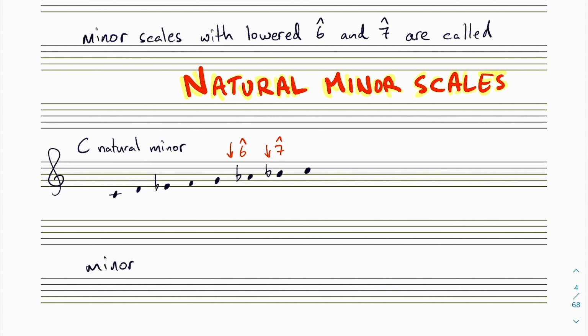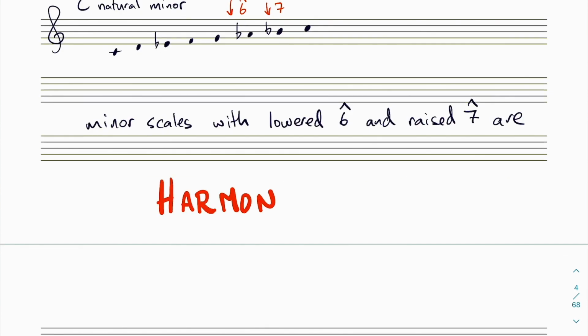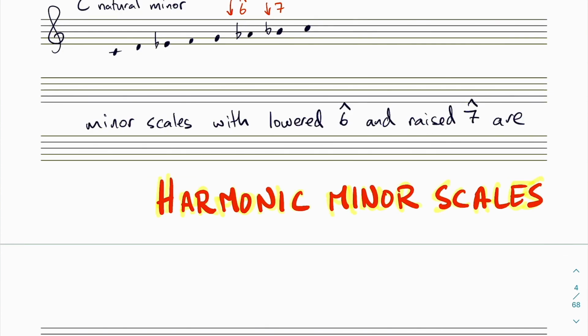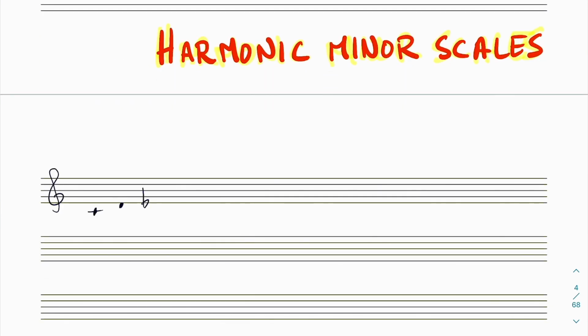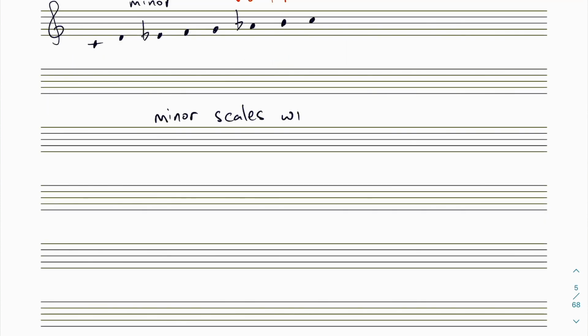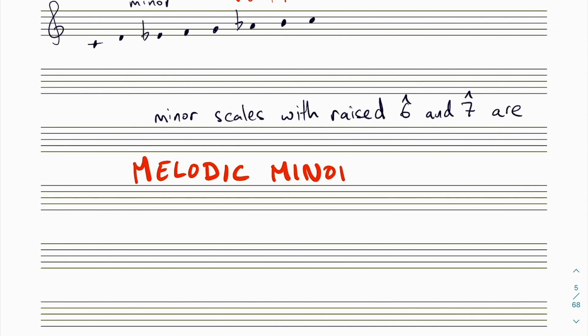Minor scales with lowered 6 but raised 7, so a lowered 6 and then a 7 that is the same as it was in a major scale, is called a harmonic minor scale. So C harmonic minor would have an A flat and then a B natural. And finally, minor scales with a raised 6 and a raised 7 are called melodic minor scales.